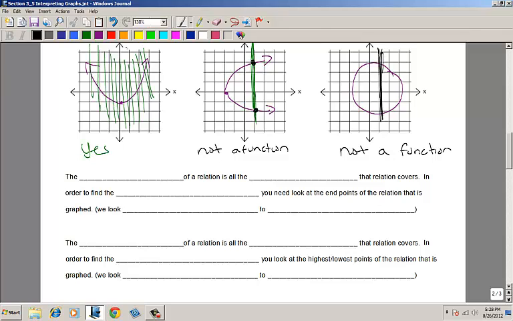Now let's look at finding the domain and the range of a relation given its graph. The domain of a relation is all the x values that relation covers. In order to find the domain, you need to look at the endpoints of the relation that is graphed. Since domain deals with the x values and the x-axis is horizontal, we will look left to right to find these values.